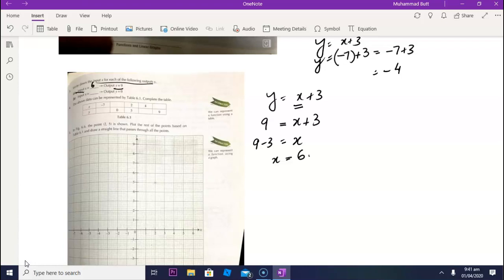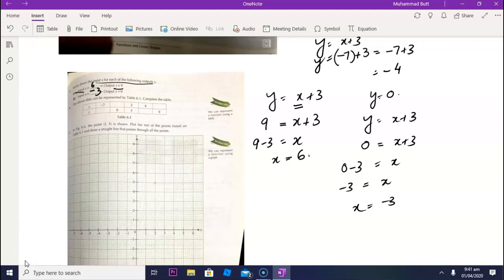It is 6. When the output is 0, y is 0. Using the same equation, substitute the value of y instead of the variable. It is 0 equals x plus 3. x will be on the same side, and we'll shift 3 to the other side. It will become minus 3. So x is minus 3. So when y is 0, x is minus 3, and the ordered pair will be minus 3, 0.